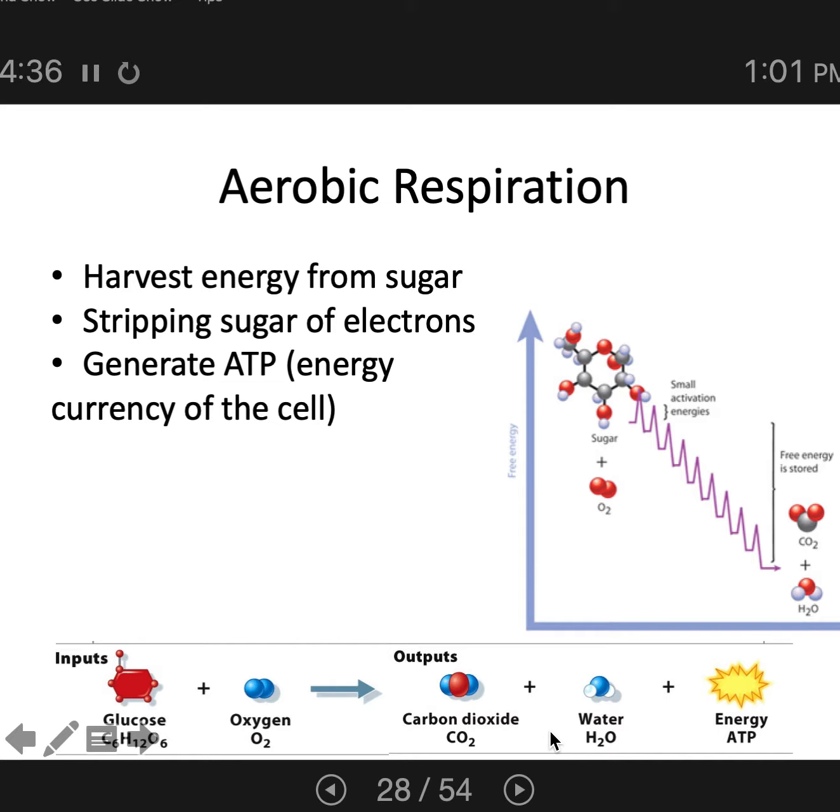We need to get rid of the carbon dioxide, but water is no problem, but it is a waste product. It's not the purpose of aerobic respiration. We're not doing this to hydrate. We're doing this to get the energy. And that energy then gets packed into ATP, which can be used anywhere in the cell for any energy requiring reaction.